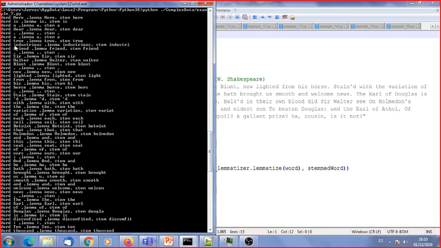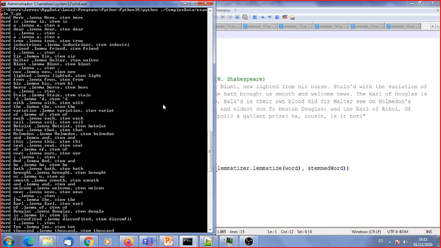Yes. So for example, "industrious": the lemma is "industrious", but the stem is "industri". In this case, the lemma should be "be" instead of "is", but there is a wrong answer here. For example, "lighted" gives "lighted"; it should be "light". I don't know why, but this lemmatizer has wrong answers here. "Horse" is "horse", and the stem is "hors" without the final e.